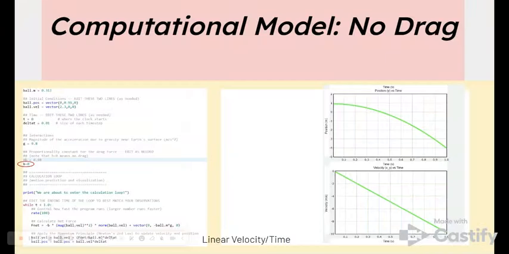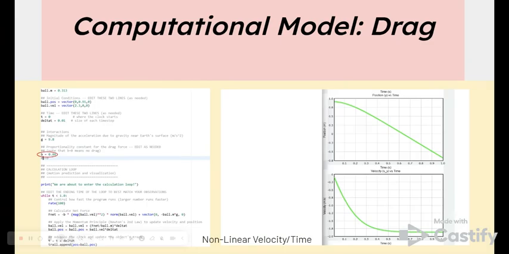And now for the code. So as you can see, I set b equal to 0. And then on the right, you can see that the position with respect to time is not linear, but the velocity is linear, which is important because that's not the case all the time. In the computational model, when there was drag, obviously the position changes with respect to time, but the velocity is actually nonlinear.